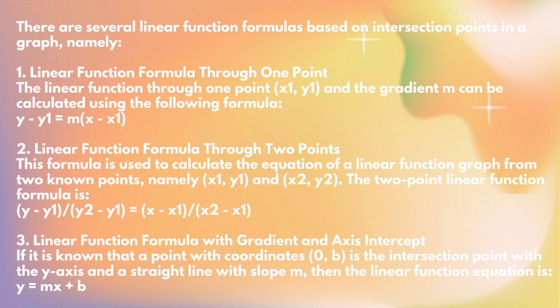And the last is linear function formula with gradient and axis-intercept. If it is known that the point with coordinates 0 and b is the intersection point with the y-axis and a straight line with a slope m, then the linear function equation is y is mx plus b.